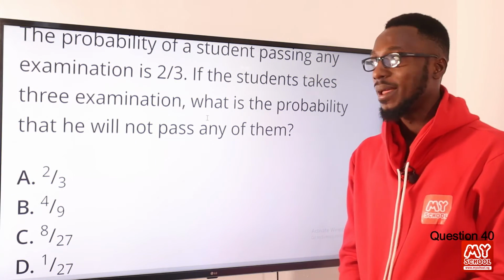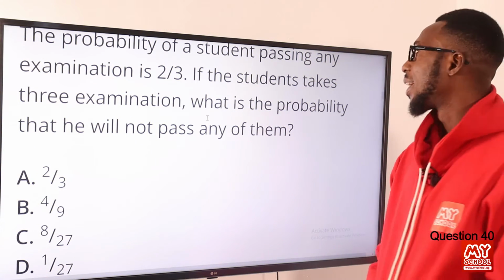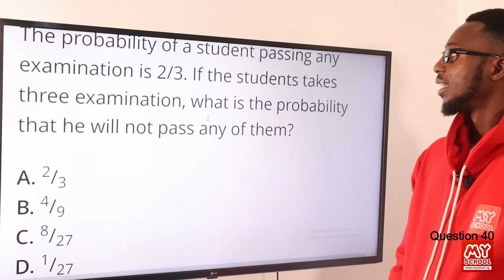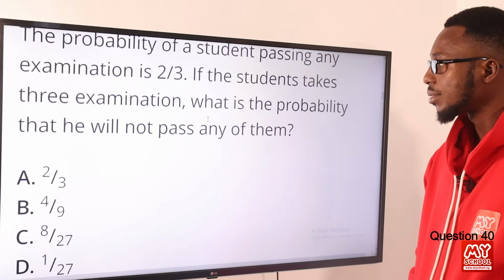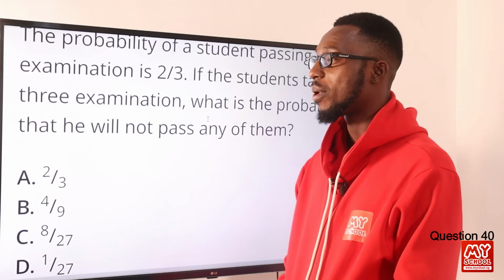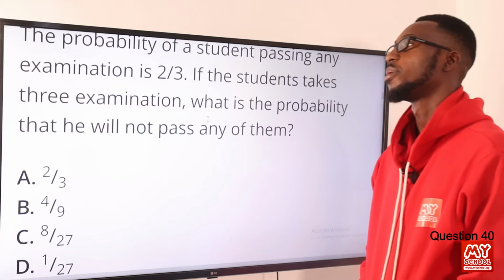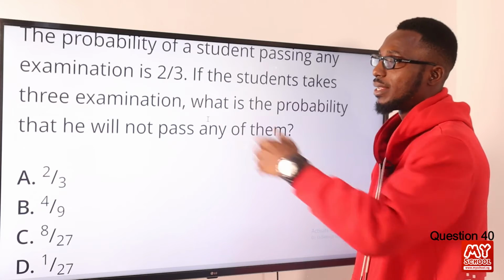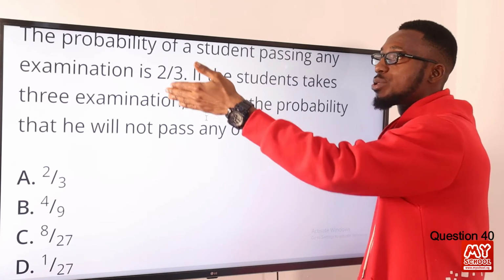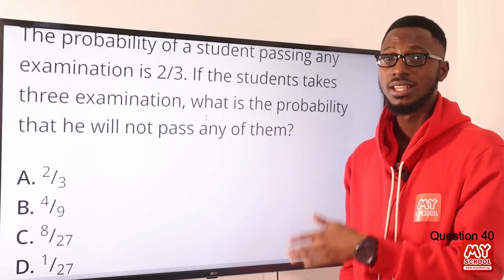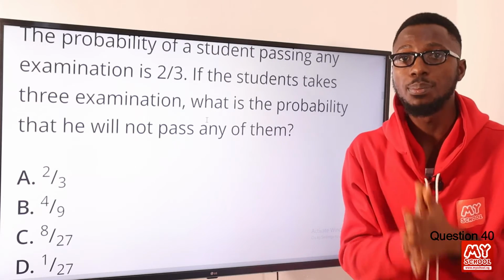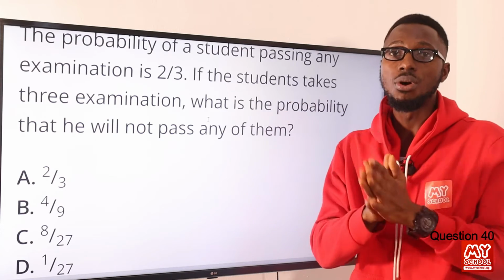Number 40. The probability of a student passing any examination is 2 over 3. If the student takes 3 examinations, what is the probability that he will not pass any of them? The probability of passing is 2 over 3. Not passing will be 1 minus the probability of passing, that is 1 minus 2 over 3, which gives 1 over 3. So the probability of passing is 2 over 3, and the probability of not passing is 1 over 3.